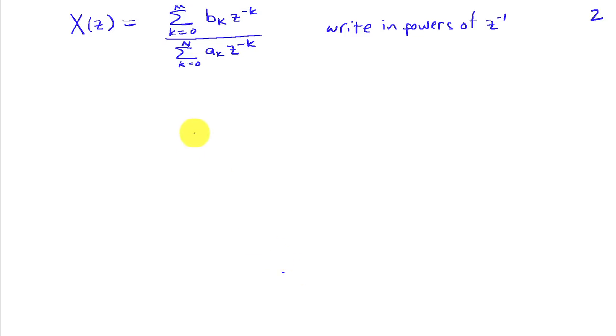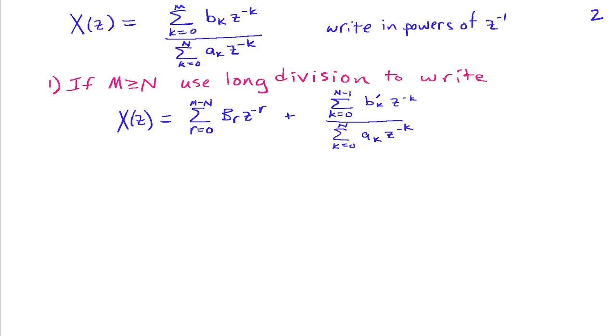So we're going to start off with X(z), and we're going to assume that X(z) is written in powers of z inverse. If it's not, then we would convert it to powers of z inverse before beginning. Then we consider the order of the numerator polynomial relative to the order of the denominator polynomial. If the order of the numerator is greater than or equal to the order of the denominator, we have to use long division to write X(z) in terms of some constant terms or terms involving z inverse, and then a rational function where the order of the numerator is less than the order of the denominator.